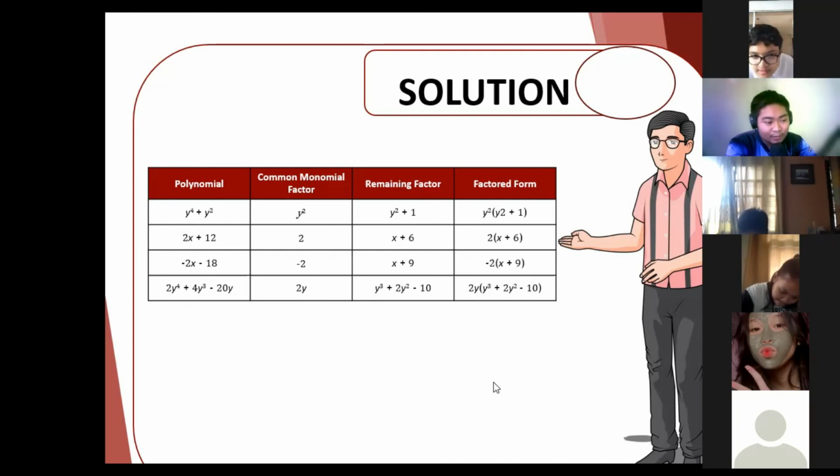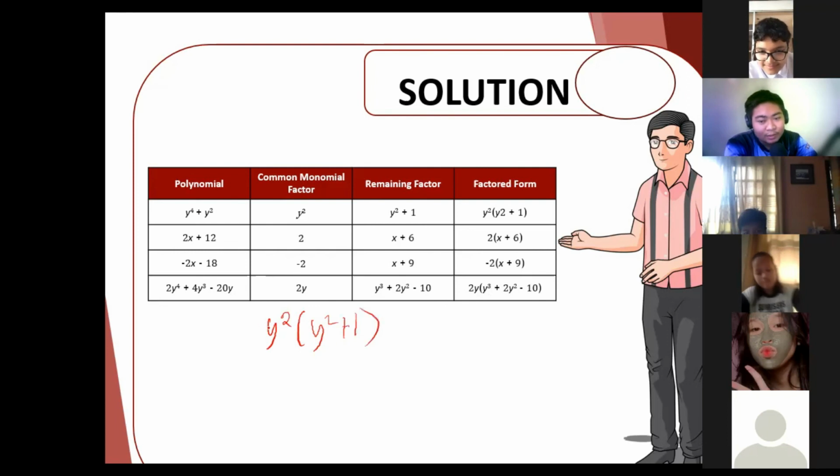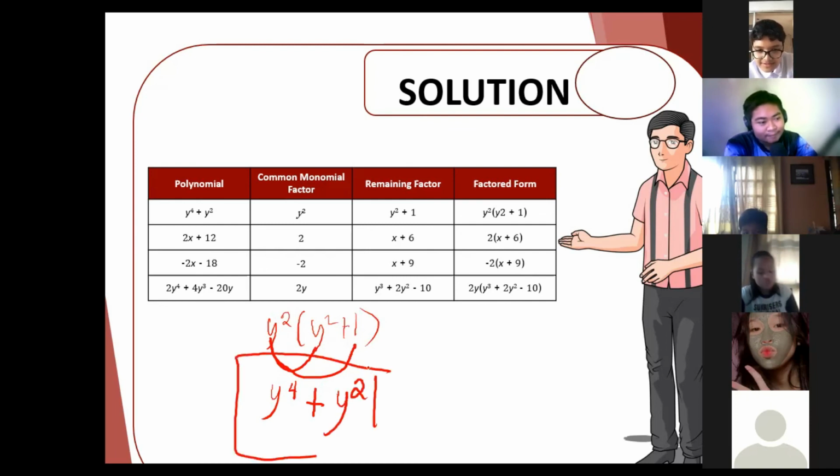So am I clear with that one? Yes, Nabil? Sir, could you show us the checking? Okay. Checking. So for example, we have y squared times y squared plus 1. You just need to multiply this one. Y squared times y squared is y raised to the 4th power. Y squared times 1 is 1y squared. So ganun lang. Bumalik ka lang sa dati.